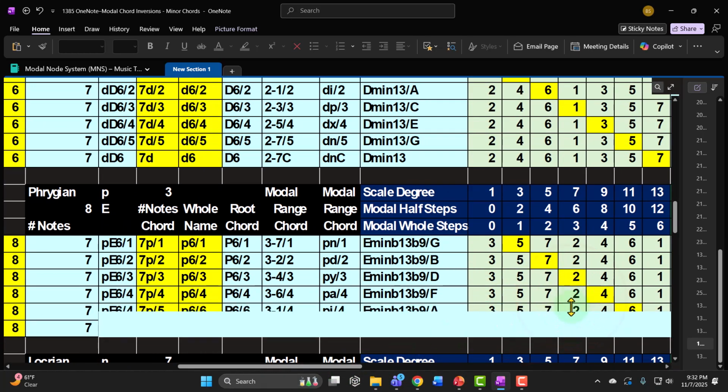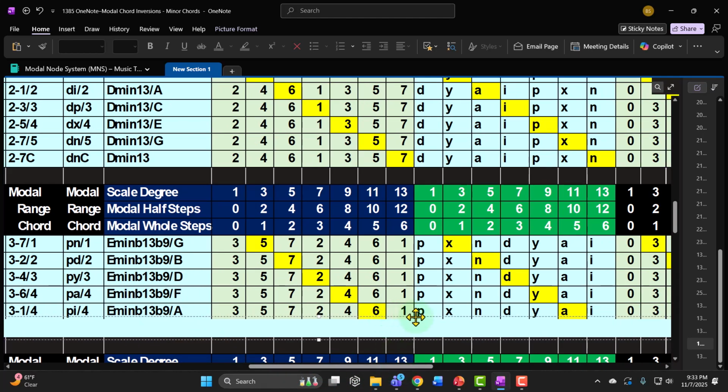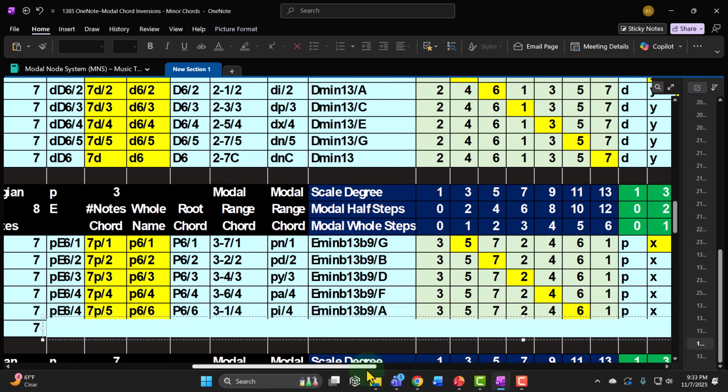So then we have the fifth inversion, where once again I have a 6 here, I should have a 5. E minor flat 13 flat 9/A, meaning we're going to invert on 1, 2, 3, 4, 5, the fifth note up, which is the Aeolian node, which in the collection of notes around the key of C happens to be an A. I'd rather call it a 7p/5 or a p6/5, a 7-note Phrygian fifth inversion or Phrygian 6-modal whole step fifth inversion, meaning go 5 modal whole steps up, which lands me on the Aeolian. That'll be the lowest note in the chord, the point of inversion.